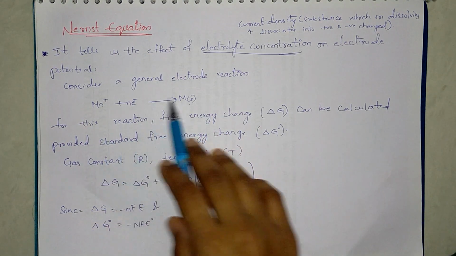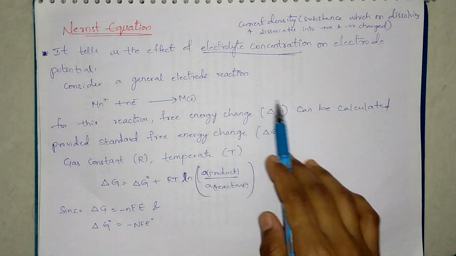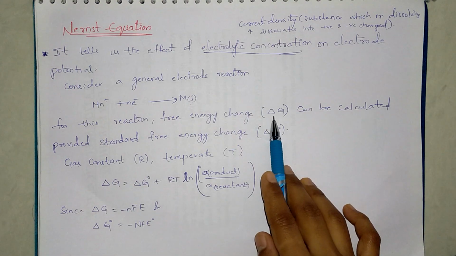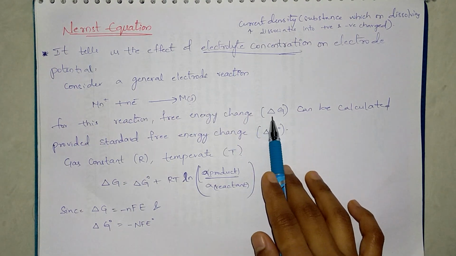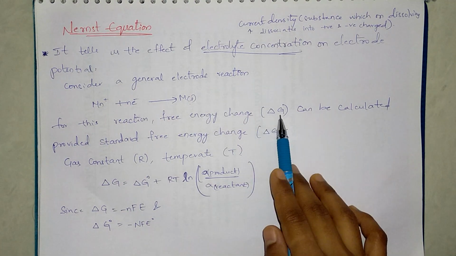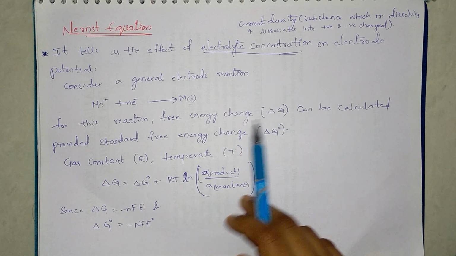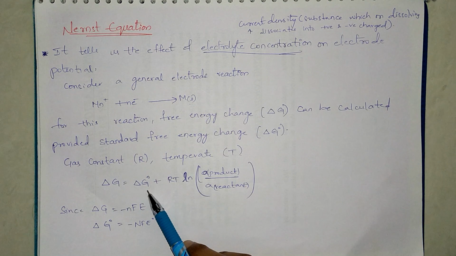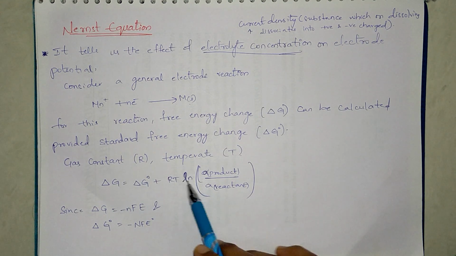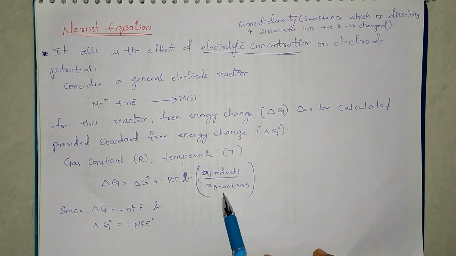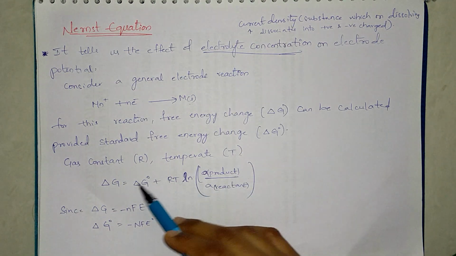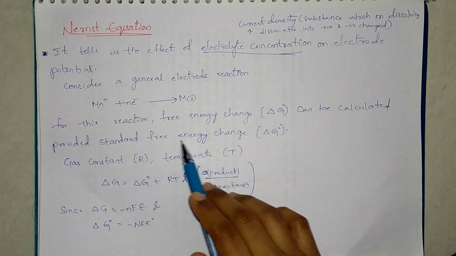For this reaction, the free energy change is delta G. Delta represents change, and G is for energy, which can be calculated with this formula: delta G is equal to delta G naught plus RT ln of a of product by a of reactant. Here delta G naught means the standard free energy change.